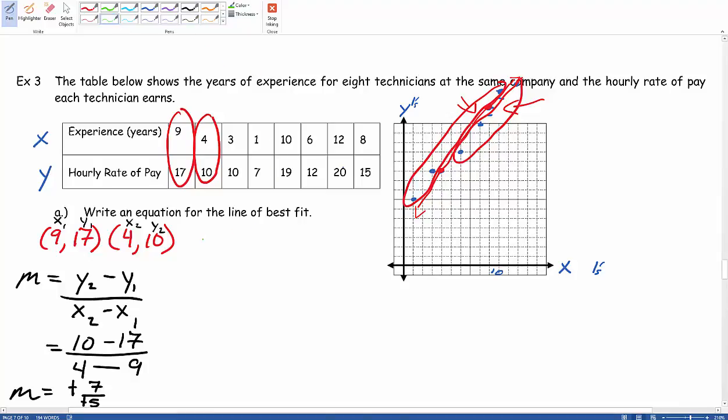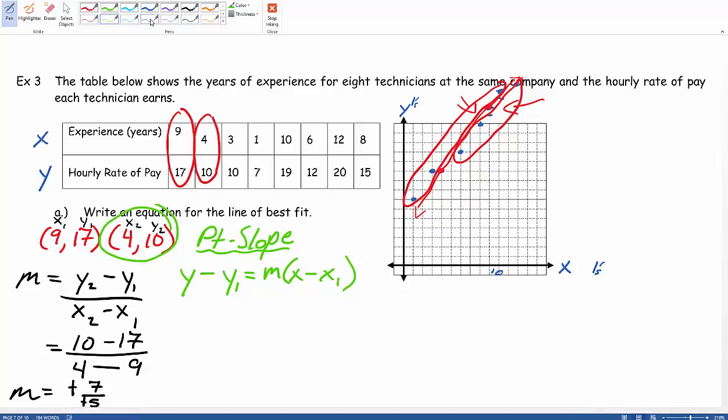Next, we're going to use our point slope formula, which is y minus y1 equals m times x minus x1. We'll choose a point. We'll go with this one right here, this (4, 10). Again, we're just throwing those values inside of our point slope formula. We can use either point, because either point is on that red line that we're trying to make.